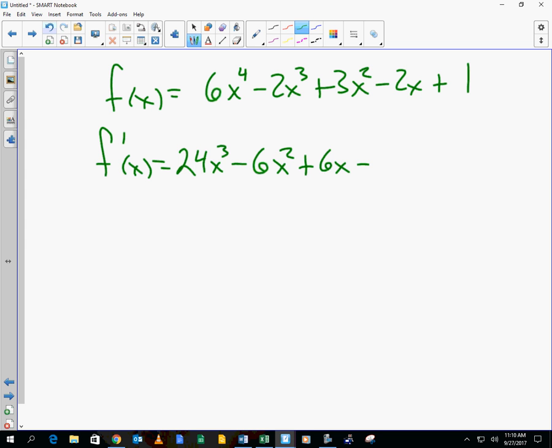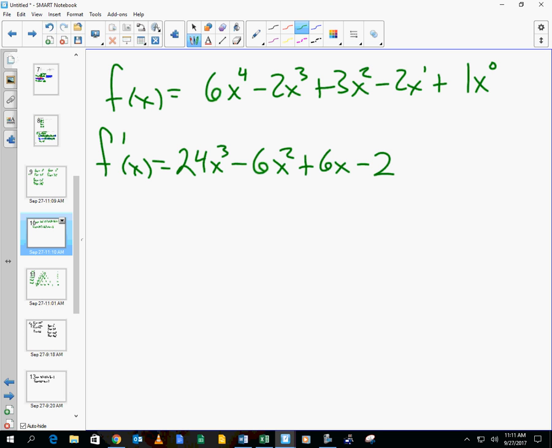Remember, the derivative of negative 2x would just be negative 2 because that's the slope, and the derivative of a constant is 0. All you do is you drop the exponent in front. 4 times 6 is 24, and then you decrease by 1. Watch this. This is x to the 1, right? If you move the 1 in front, this is x to the 0. See it?